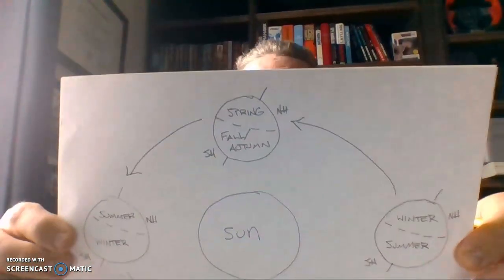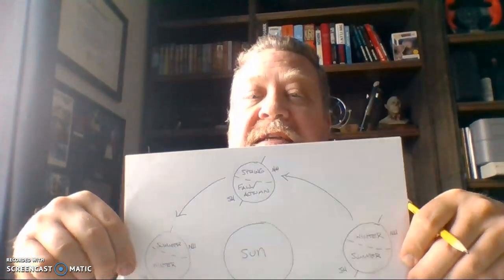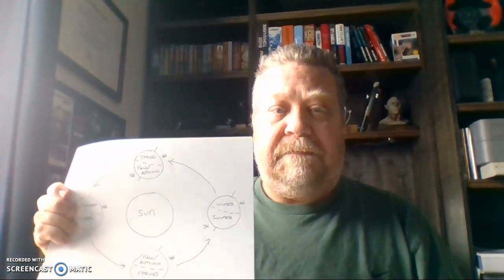But wait, there's more. Notice that the axis is pointed in a specific direction, and that's the first thing that you have to look at: what is the direction of the axis? Because right now you can see it's pointed to my right. Okay, I want to show you another one. I'm going to go ahead and make the same type of drawing.